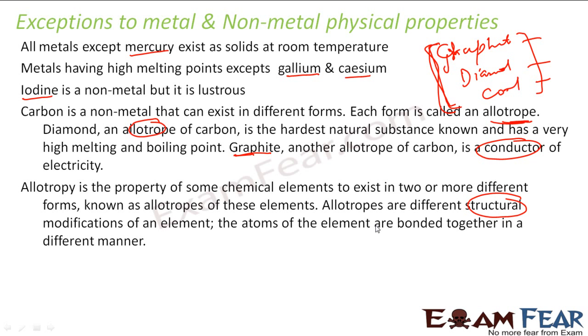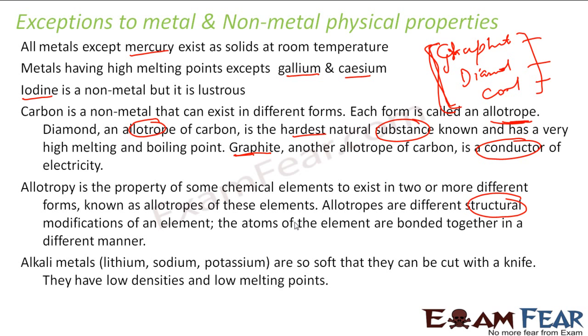In fact, graphite is carbon. And also diamond is carbon, and this is the hardest substance known. It's not a metal, it's the hardest substance. And we say that non-metals are soft. But if you see, diamond is the hardest substance known and is a non-metal. Also there's the exception that sodium, potassium and lithium are metals, but they are so soft that they can be cut with a knife, and they have low density and low melting point. So they don't follow the physical properties of metals.